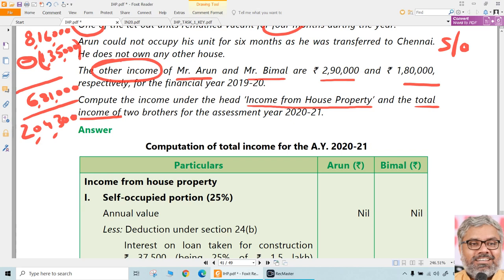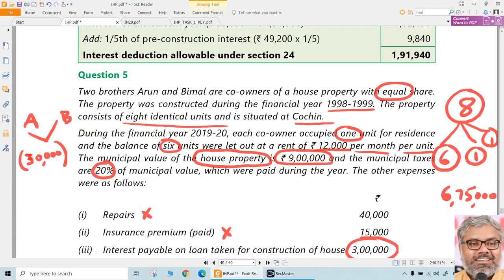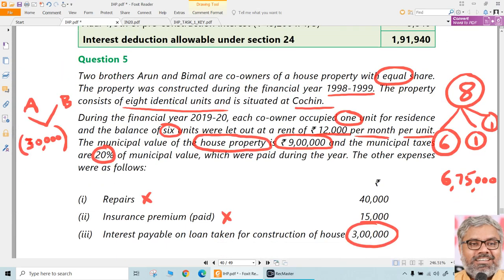So 681,000 minus 30% deduction is how much will be the remaining? No need to do this actually, but just for computation purposes, 4,76,700. This is 24A. Then 24B comes. 24B, 3 lakhs rupees is the interest. 3 lakhs, that is for entire property, 8 units.